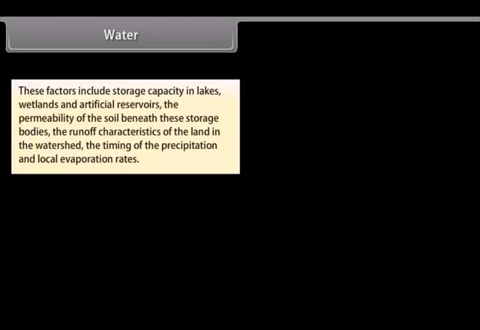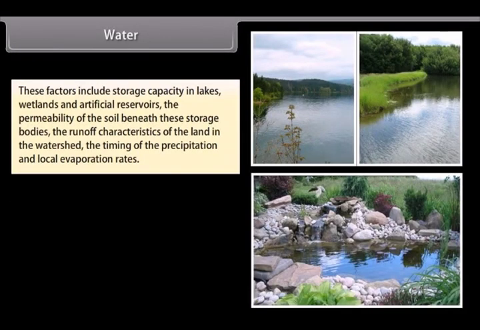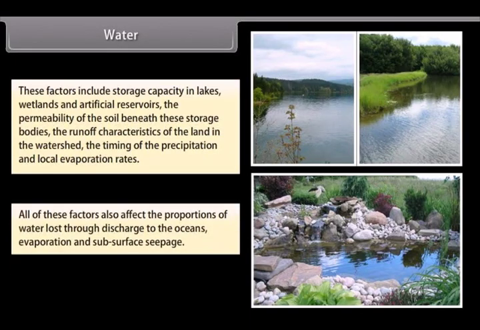These factors include storage capacity in lakes, wetlands, and artificial reservoirs, the permeability of the soil beneath these storage bodies, the runoff characteristics of the land in the watershed, the timing of the precipitation, and local evaporation rates. All of these factors also affect the proportions of water lost through discharge to the oceans, evaporation, and subsurface seepage.